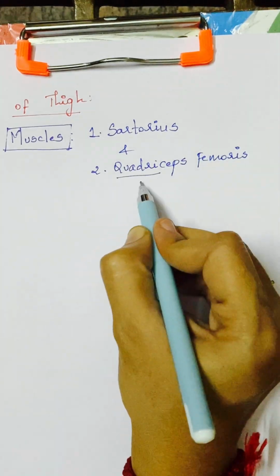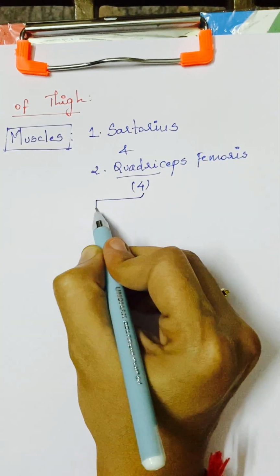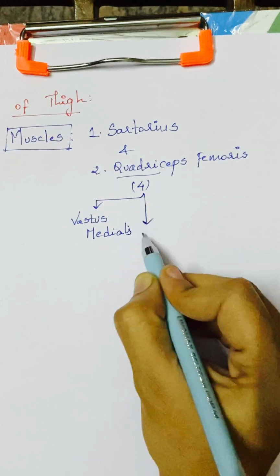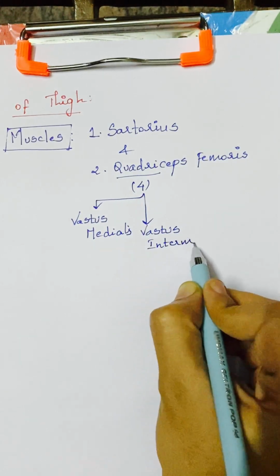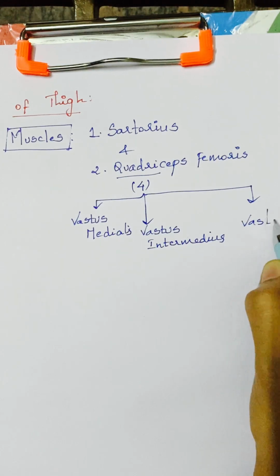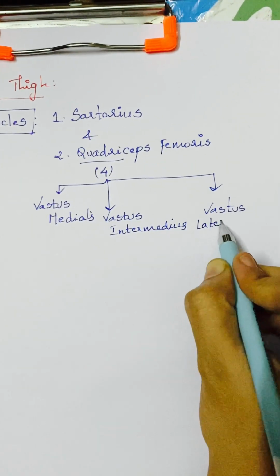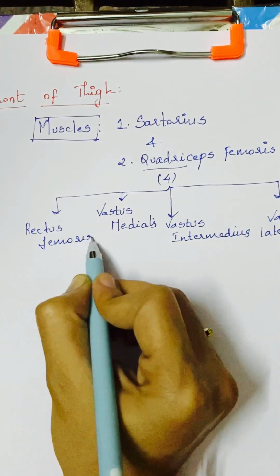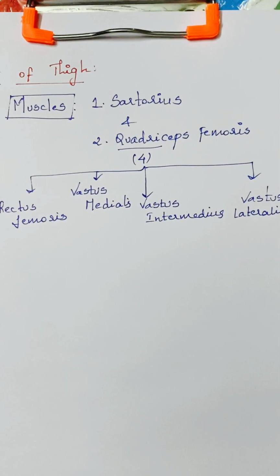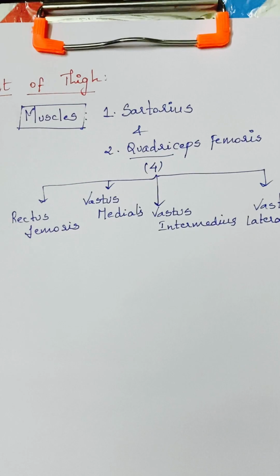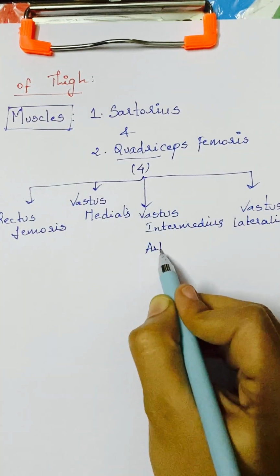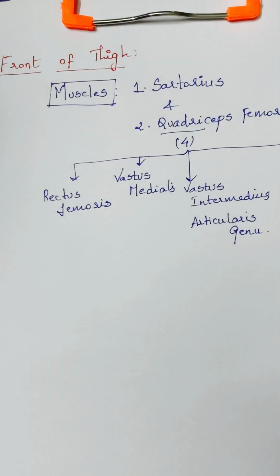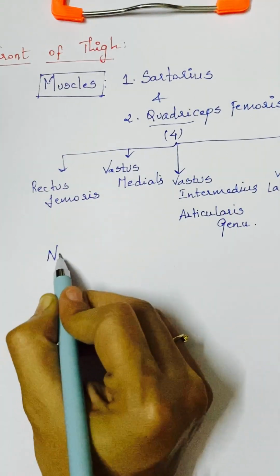When we say quadriceps femoris, it contains four muscles. Those four muscles are the three vasti, that is vastus medialis, vastus intermedius and vastus lateralis, plus one more muscle, that is rectus femoris. And we have a small muscle just below vastus intermedius in the anterior compartment of the thigh, which is called articularis genu. So just above the knee joint we have articularis genu.